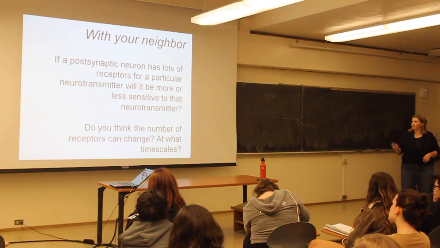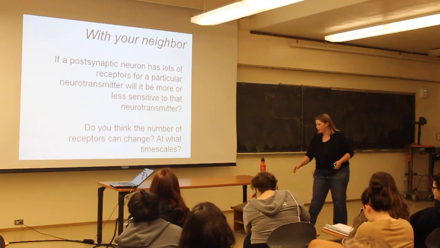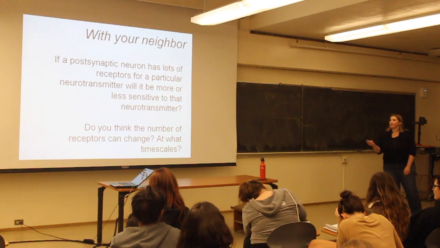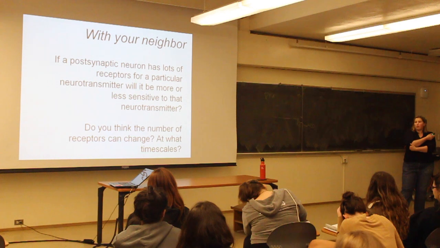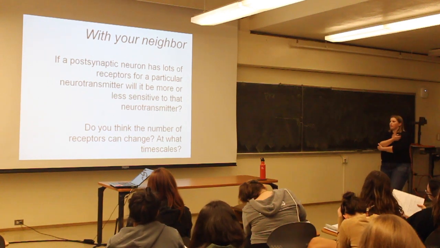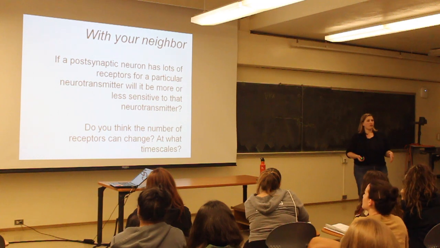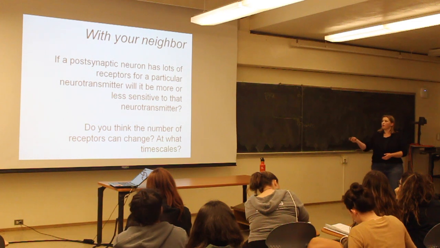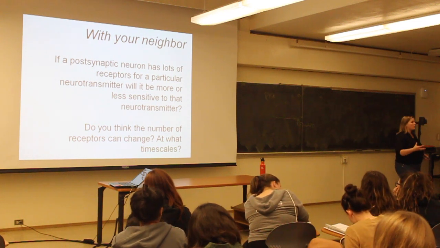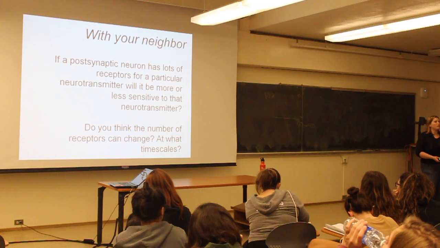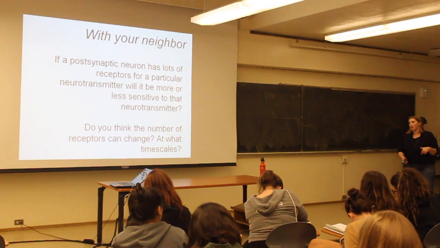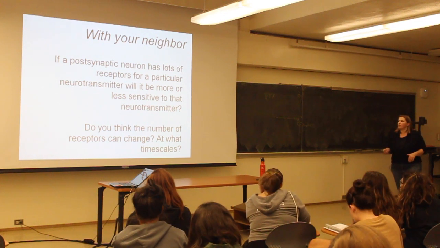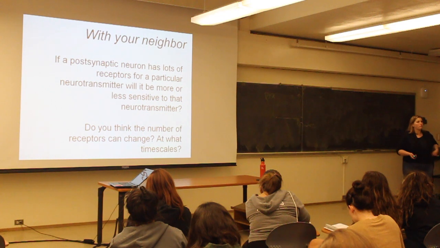Okay, the very last thing I was going to talk about, I think we have like 4 more minutes, so that should be just about right, is to think about this question. We can just think about this as a class if you want. If a postsynaptic neuron has a whole bunch of receptors, so we're not talking just about the neurotransmitter, but now about the receptors on the postsynaptic neuron, okay? If it has a whole bunch of receptors for, let's say, GABA or dopamine, is that neuron going to be more or less sensitive to that neurotransmitter?